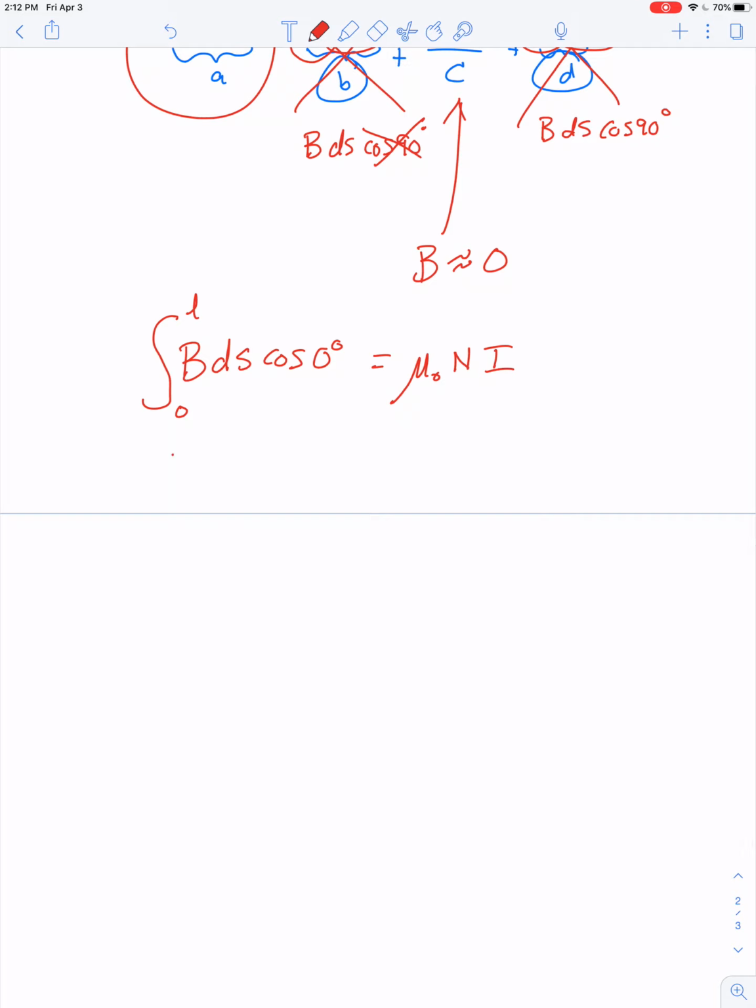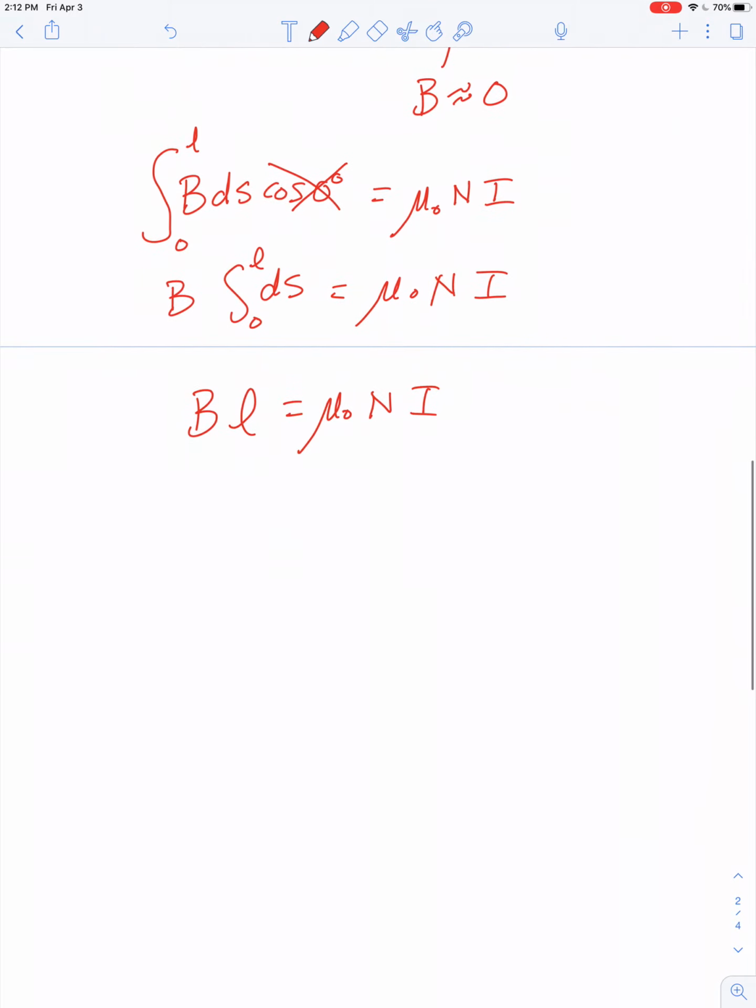Well, the B comes out of the integral sign. Cosine of 0 is 1. So B times the integral of ds from 0 to L equals mu naught capital N times I, which becomes BL equals mu naught capital N times I. So this means the magnetic field is mu naught times N over L times I.